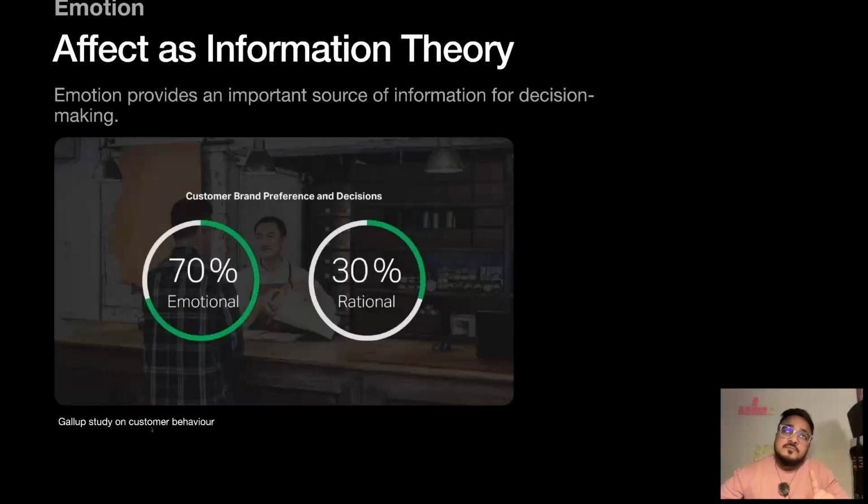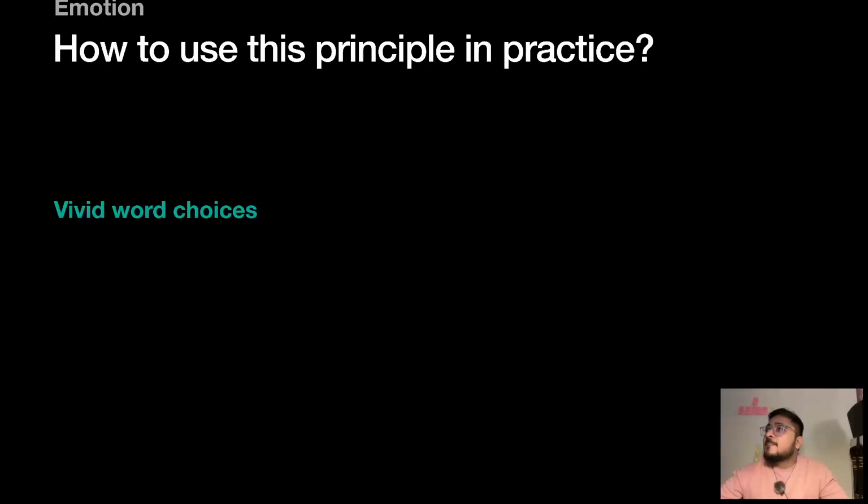And whenever a customer buys anything, mostly like 70% it depends on the emotional aspect of that product rather than the rational. Okay, so yeah, rational is also important, but emotionally you should connect with the product. And how can we use this principle in practice?